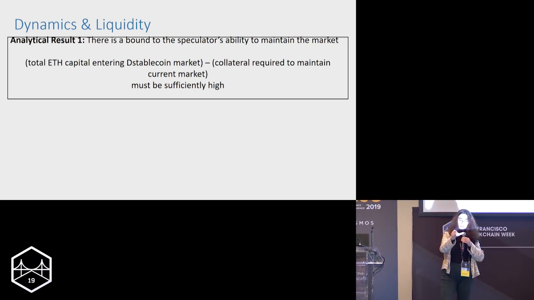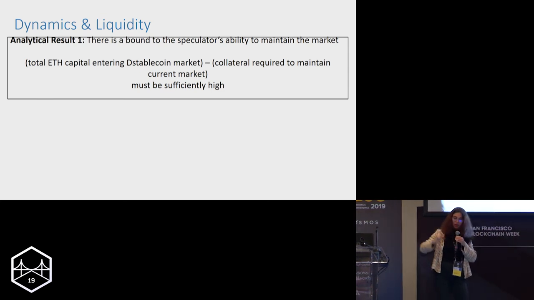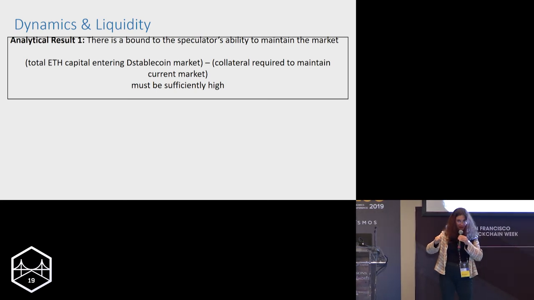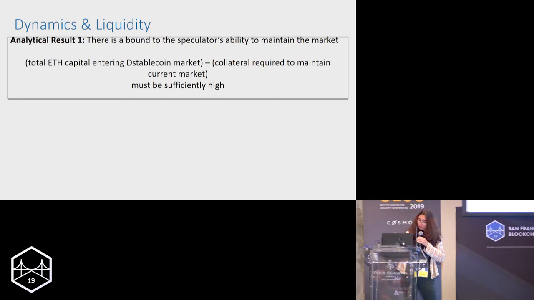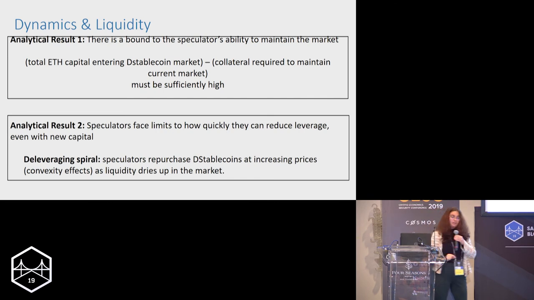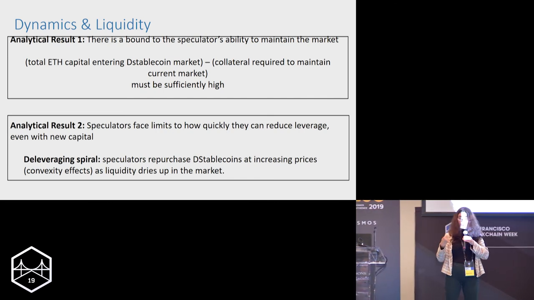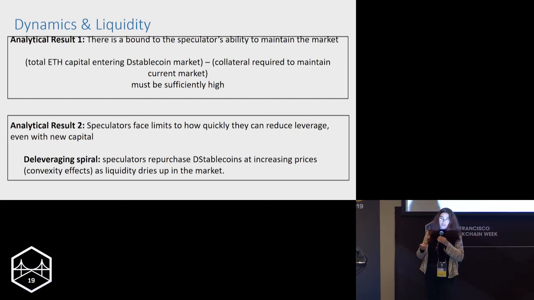So if you look at total capital that could enter into the market, the difference between that and the total collateral required to maintain the current market, taking into account the over-collateralization, so you need at least beta times what you currently have in stablecoins, must be sufficiently high. So there's a lower bound on that. And if that bound is broken, then the market cannot be maintained. It cannot be cleared. And the other analytical result that we have is that the speculators have limits on how quickly they can reduce leverage.